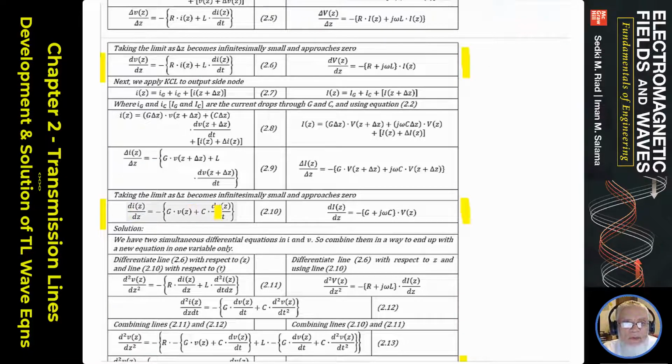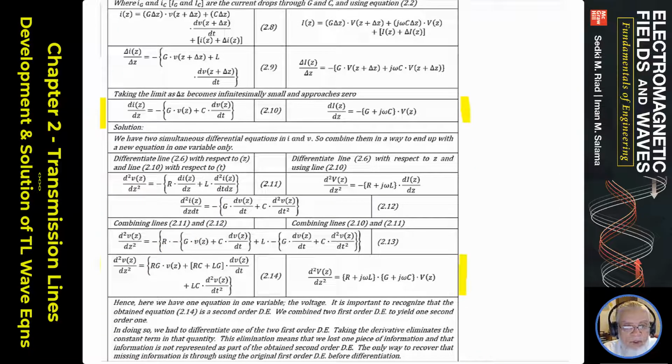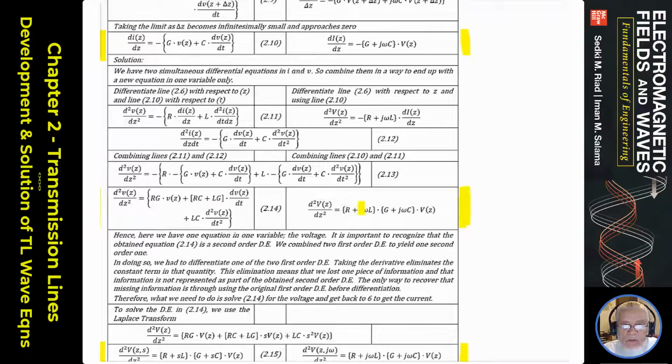So as we make this substitution between these two simultaneous equations, we end up with a second order differential equation in one variable right here, which is voltage with respect to Z in terms of voltage with respect to time, no more current. Likewise here on the other side, you end up with this kind of an equation. Now these are voltage expressions. We could have done a similar thing for the current expressions, in which case you will end up with I's instead of V's, but they are going to be the same identical equations, by the way.